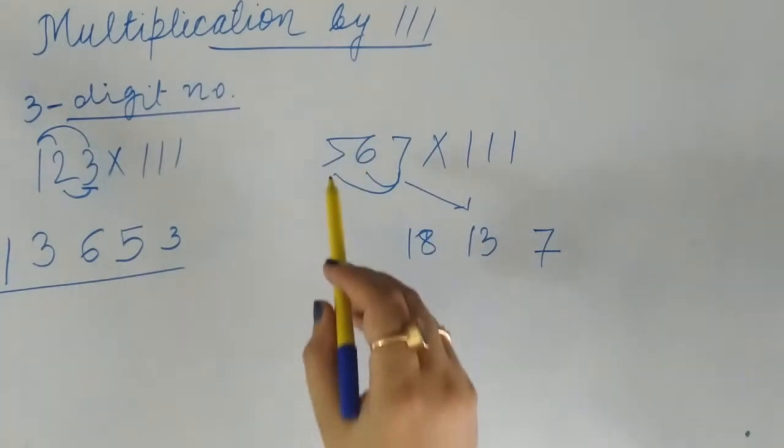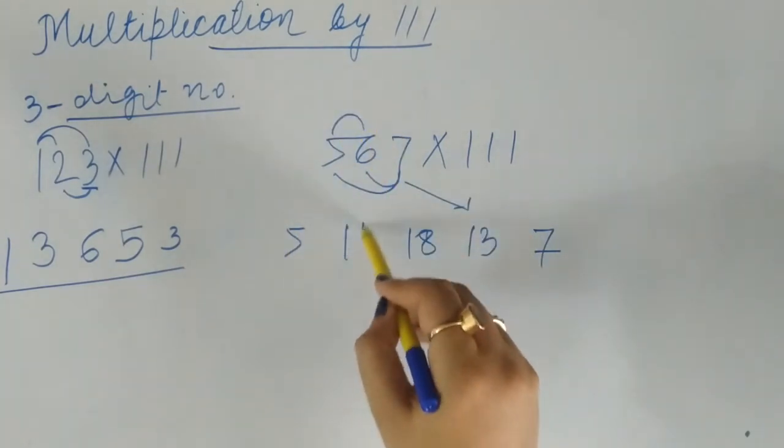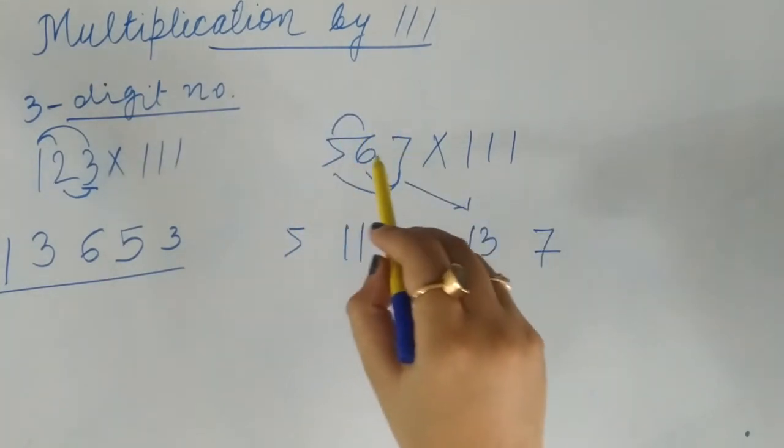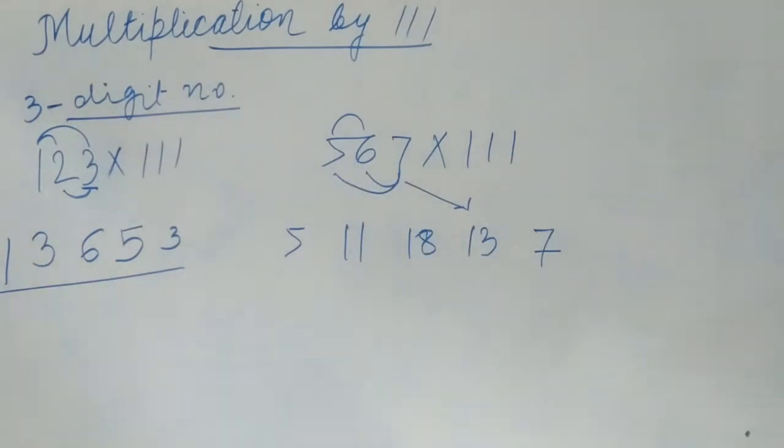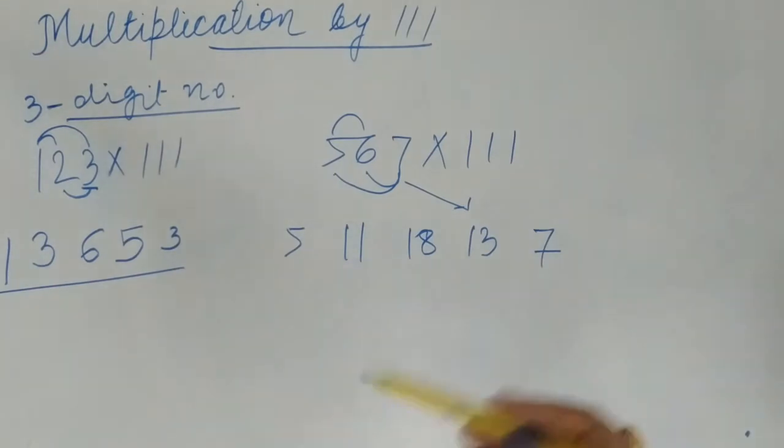Now it's over. Now start from here. We have 5. Then add in pair, which will give us 11. And now no need to add all 3 digits because we have already added it. Now since all are 2 digits, we are going to give them carry.